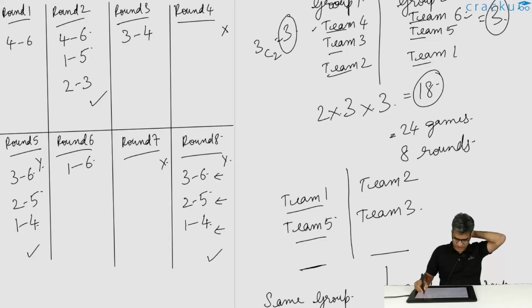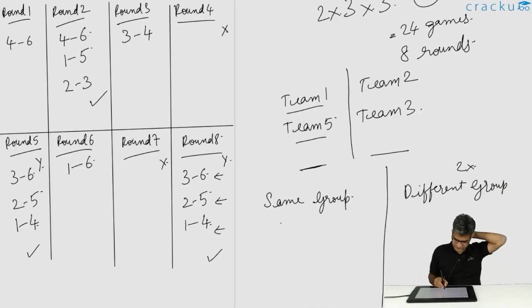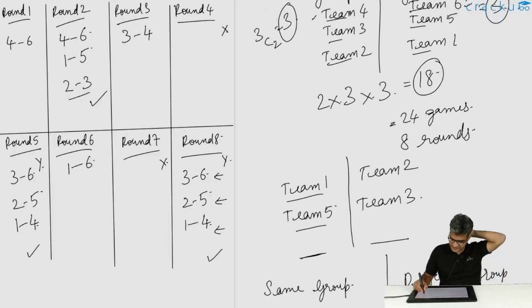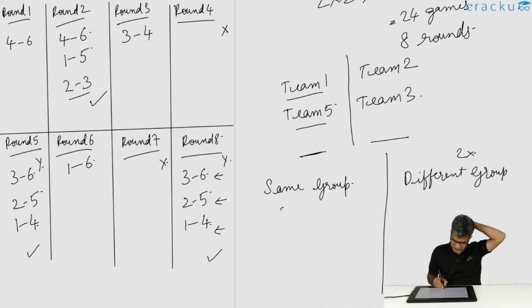3 versus 2 is not done. 3 versus 2 also is done actually. 3 versus 2 is done. 4 versus 3 is done. 4 versus 2 is not done. So this is the only thing that is remaining in group 1.